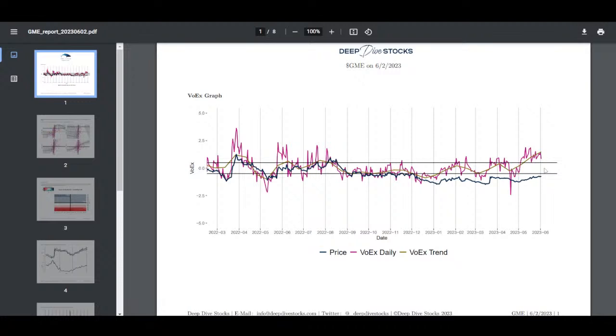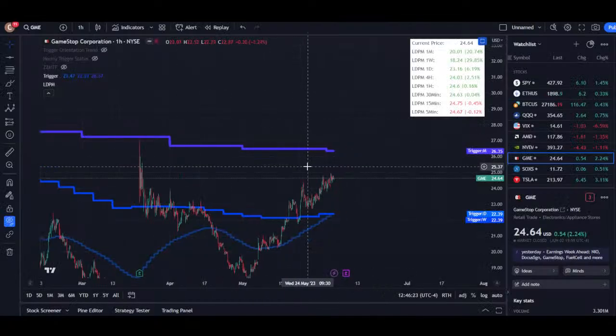Edward says, isn't this showing bearish divergence between price and VOX? Exactly. So while price is higher, VOX looks like it's topping and on the way down. This does look like it can be bearish as soon as this pink line breaks down below this black line. It looks like GME is going to have a pullback.